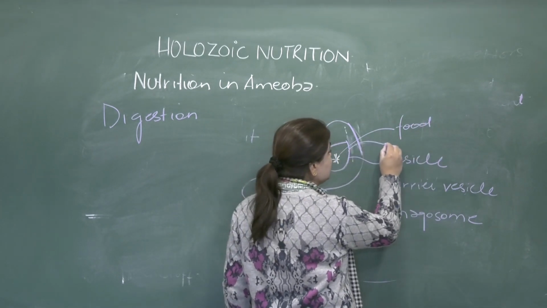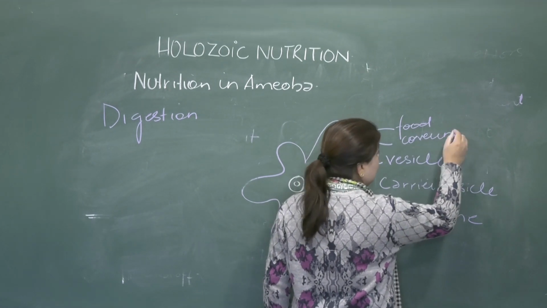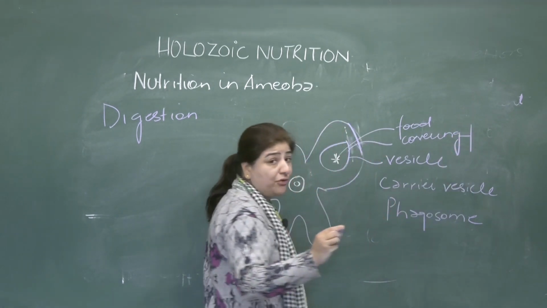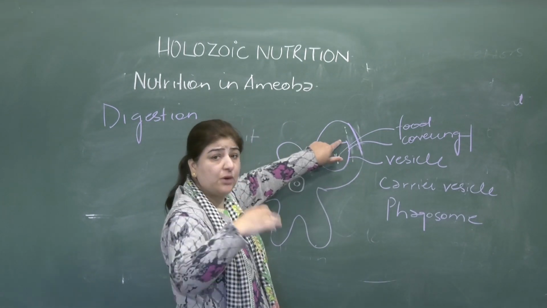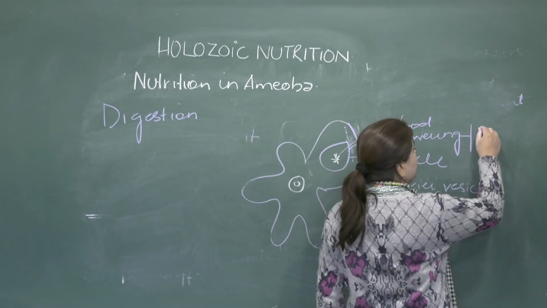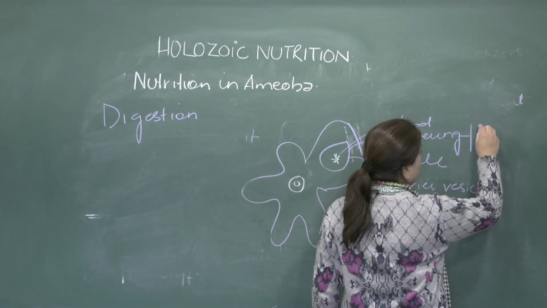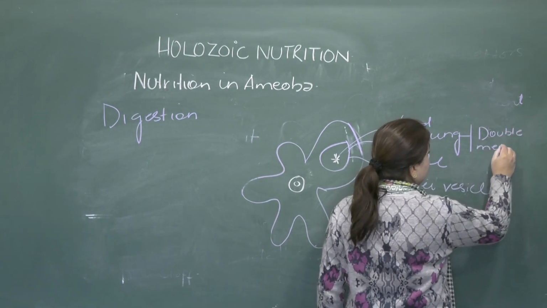Why do we call it a carrier vesicle? Because it carries food inside, and outside is the covering. Now this covering is the same as that of the plasma membrane. The composition of this covering that surrounds the food is the same as that of the plasma membrane. So we say it also consists of a double membrane.